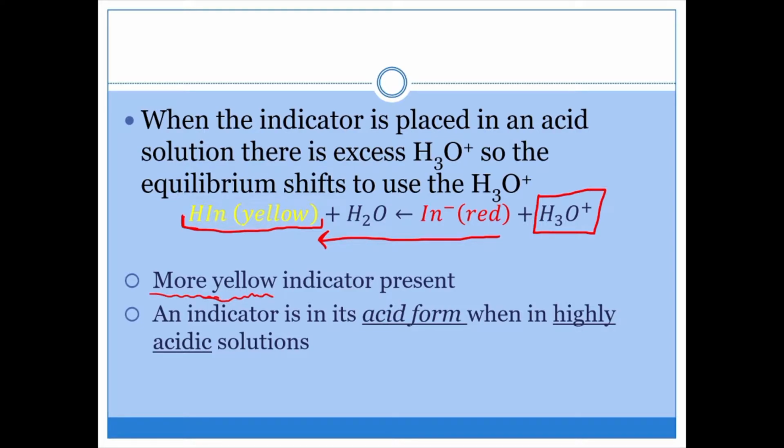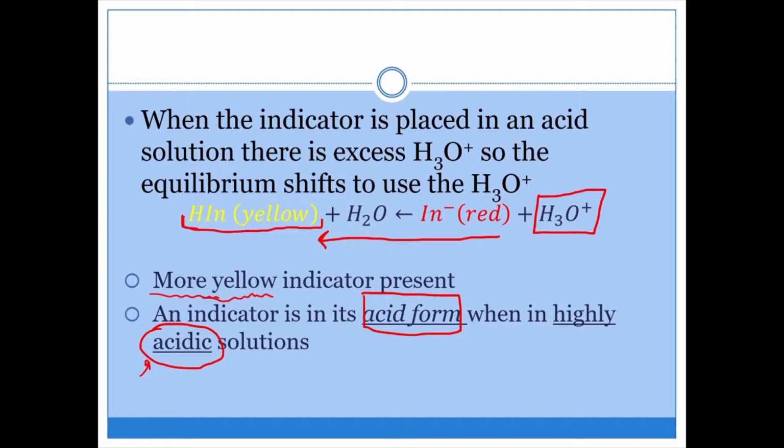As a general rule of thumb, an indicator will adopt its acid version when it is placed in acidic solutions. So it kind of makes sense. If the solution is acidic, then it forces the indicator to adopt a more acidic form.